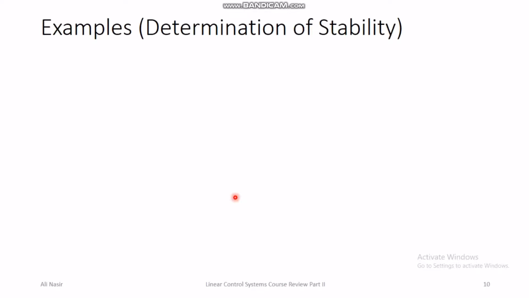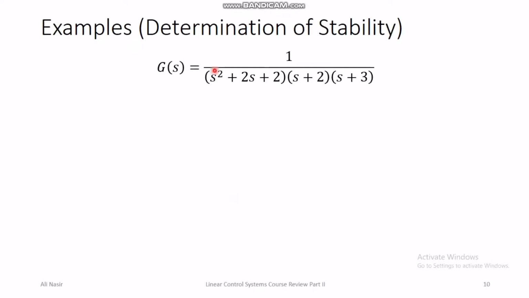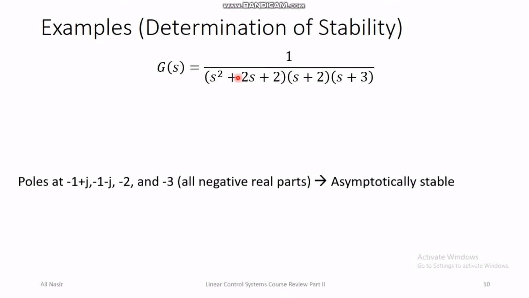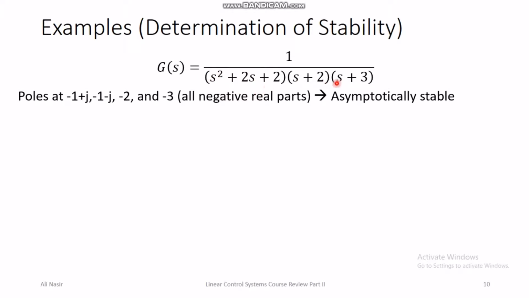Alright, then there is an example of determination of stability. For example, let's suppose you have a transfer function here. You can determine the stability of this transfer function by calculating its poles. In this case, this transfer function has 4 poles. The poles of the transfer function are the roots of its denominator. Here the denominator is already presented in factored form, which brings out its poles very easily. So there is a pole at -2, a pole at -3, and then 2 poles at -1 plus j and -1 minus j.